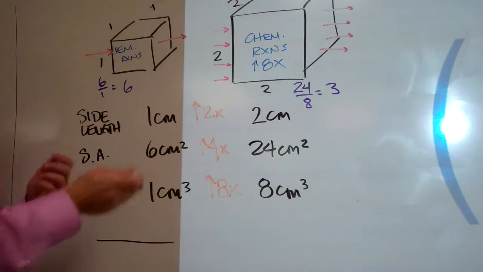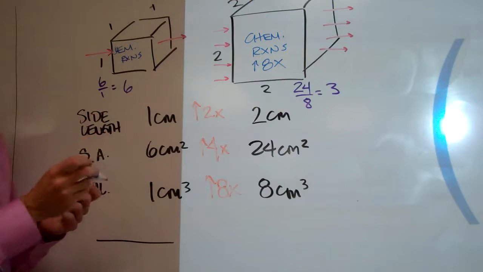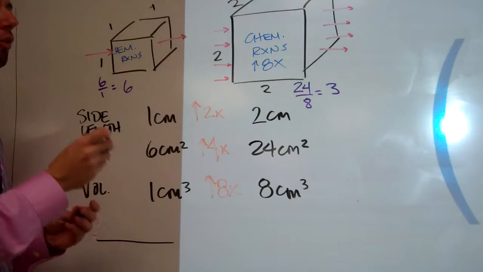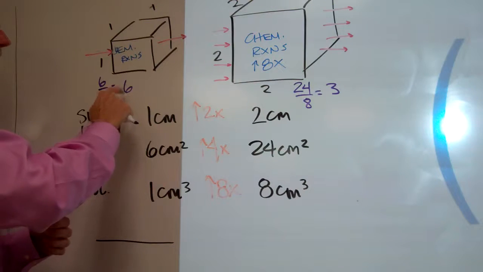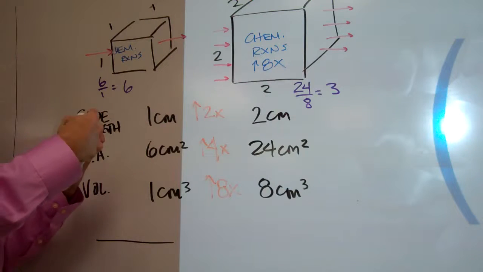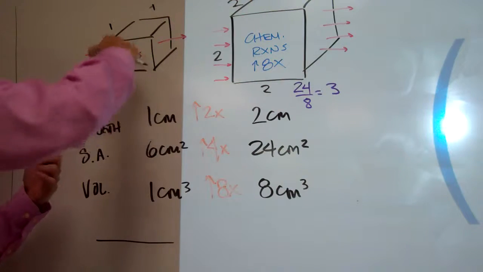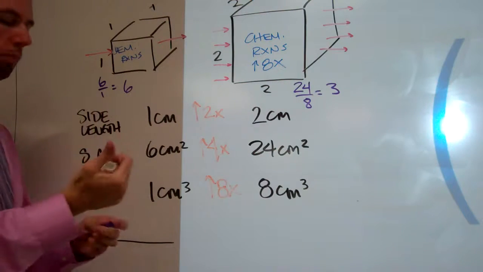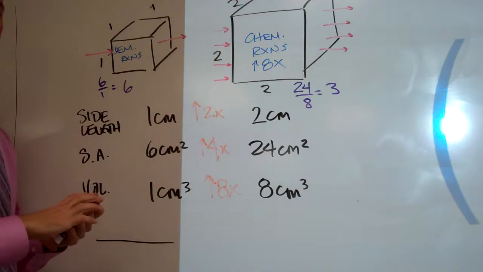So as we can see, the smaller the cell, the higher the surface area to volume ratio. So for cells to be very efficient, they need to have a high surface area to volume ratio, which allows plenty of substances to come in and plenty of waste to get out to help support the chemical reactions that are occurring within the volume of that particular cell.